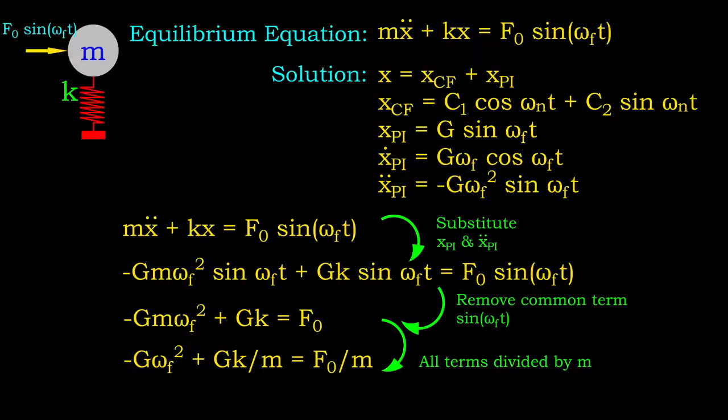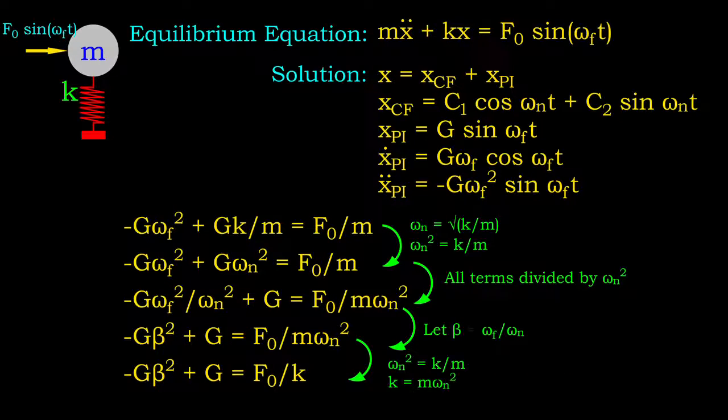Particular integral is a general solution for non-homogeneous differential equation, like the equilibrium equation we have here. Therefore, we just need to substitute the integral with its derivatives into the equation. From here, we may eliminate the trigonometric terms and further simplify the equation. Knowing the definition of natural frequency, we can further simplify the term k over m.